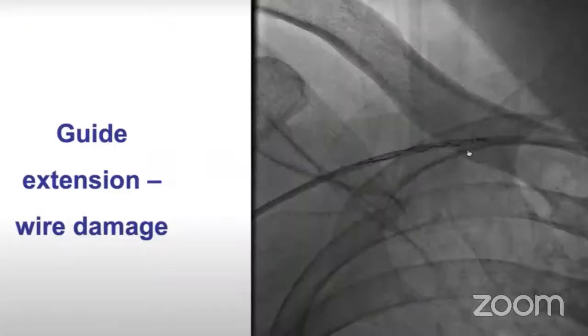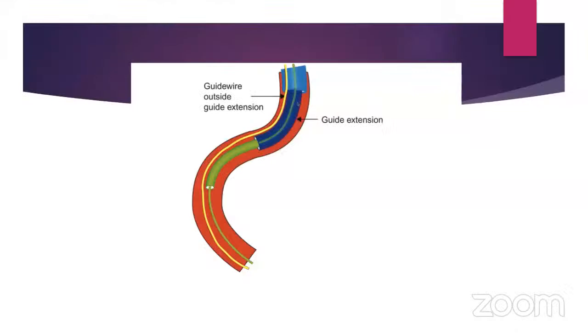Here we can see the guide extension wire damage when it got stuck at the location of the collar of the guide extension. If we take a smaller size guide extension compared to the guiding catheter, the wire can move outside the guide extension and within the guide.